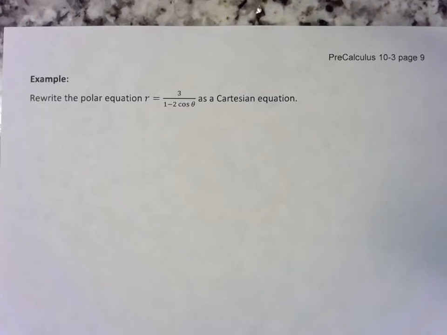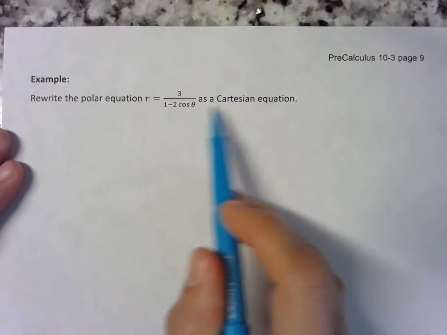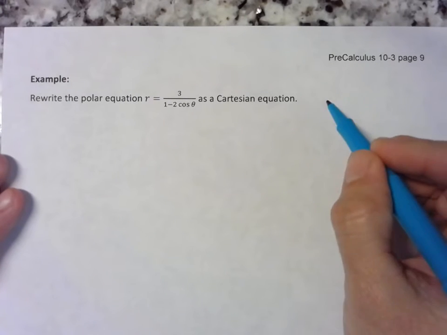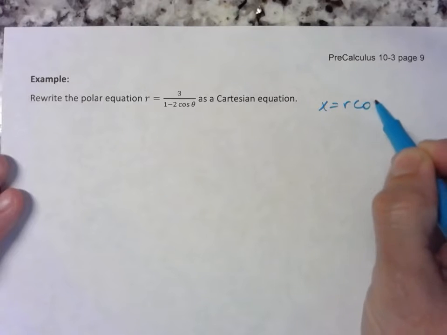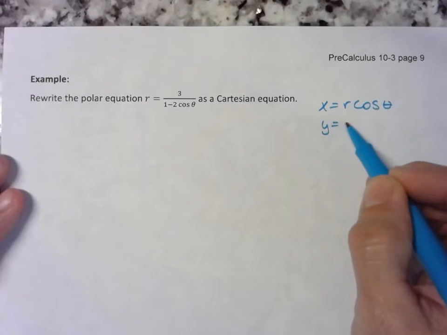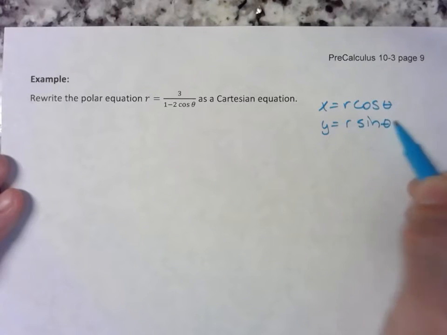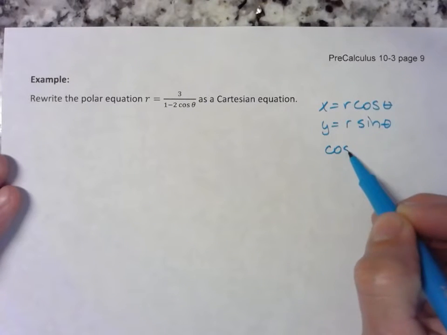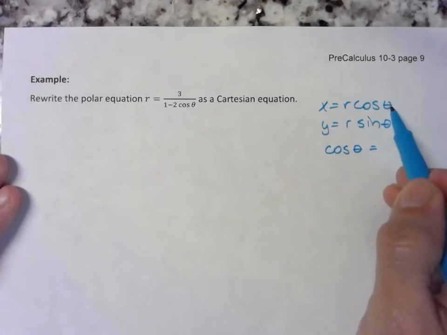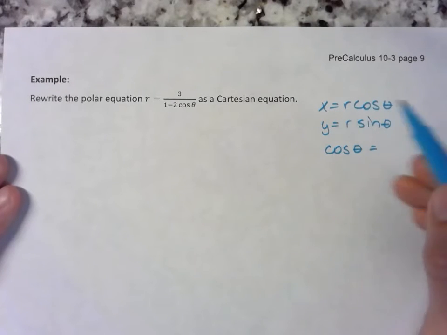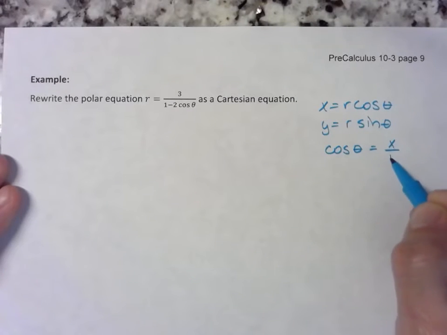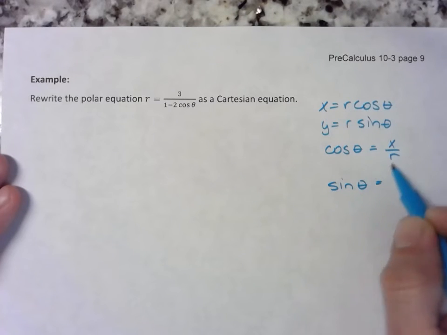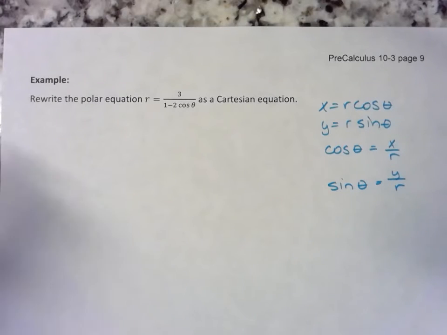Rewrite the polar equation r as a Cartesian equation. Well, to do that, let's remember x is r cosine theta, y is r sine theta. So that means that cosine theta, if you're looking at this one, you can divide both sides by r. Cosine theta is x over r, and sine theta, in case we need it, is equal to y over r.